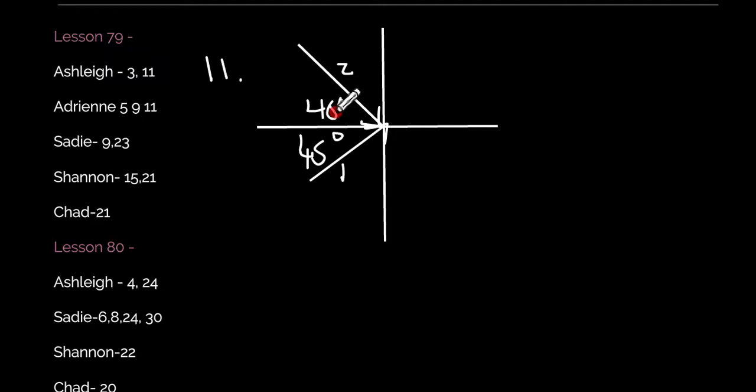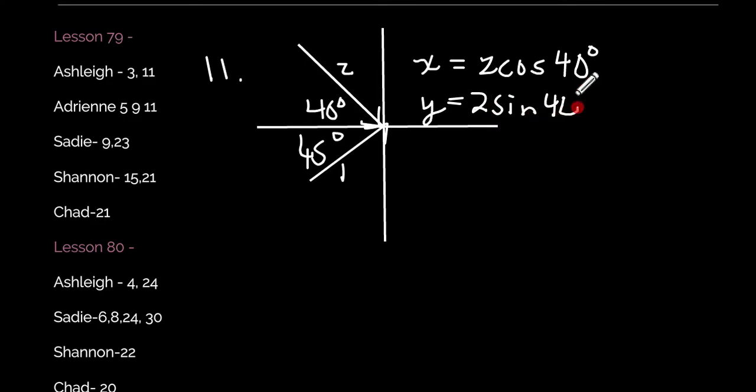I'm trying to find where I did this problem so I don't have to use a calculator to do this. Okay, I think I got it. Okay, so let's do the 40 degree one first. So we get x equals 2 cosine of 40 degrees. And remember this, y equals 2 sine of 40 degrees. We kind of memorize how to do this.